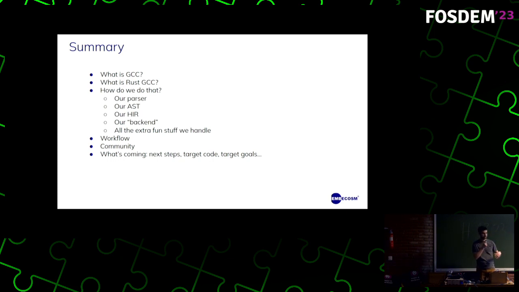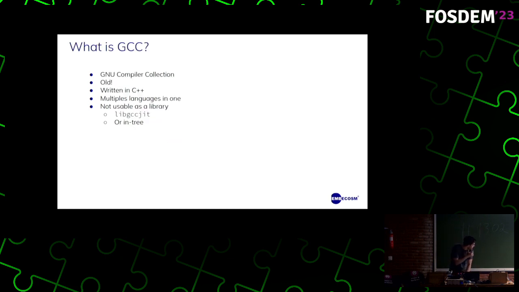So I'm going to get into some of the steps of our compiler, so our parser, our intermediate representation, and all of the extra fun Rust stuff that we have to handle because it's a really complex language. Then I'd like to get into our workflow, the community, so all of the contributors, how we work together, our merging process, GitHub, all of that, and all that interesting stuff that comes with it. And finally, some sort of future questions. What are we going to do? What are our goals? When are we going to stop? And so on.